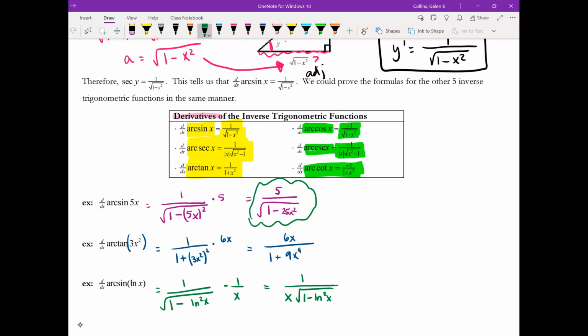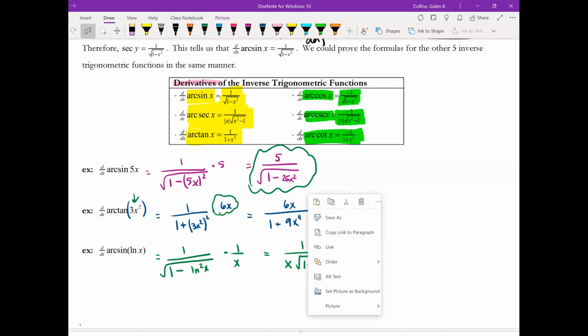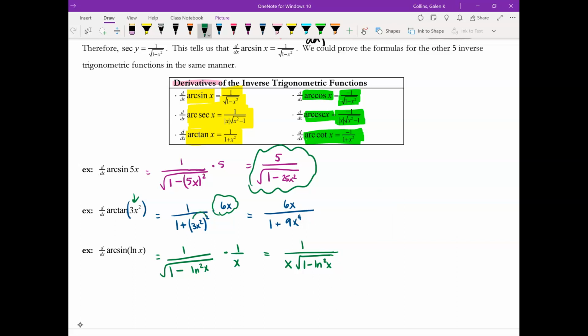Arctangent of 3x squared. So we know our rule for arctan is 1 over 1 plus the junk squared. So in this case, our junk is that 3x squared. So 1 over 1 plus 3x squared squared times the derivative of 3x squared, which is 6x. So again, that 6x just comes in from the chain rule. And then we could just rewrite that. We can distribute that exponent 2 over multiplication. So we get 3 squared times x squared squared, which is 9x to the 4th. So here is our final answer.